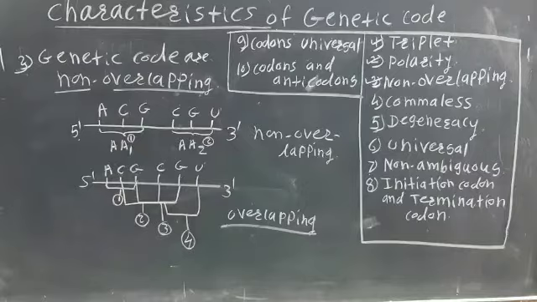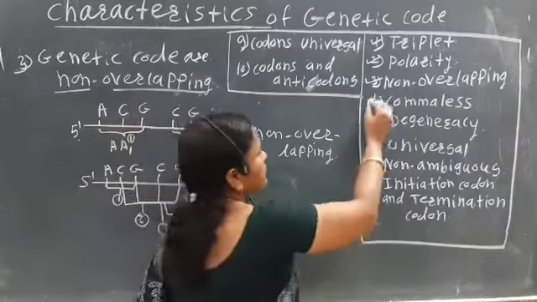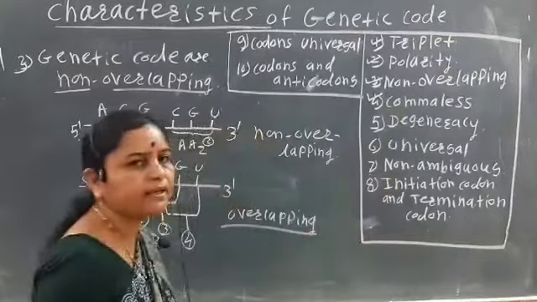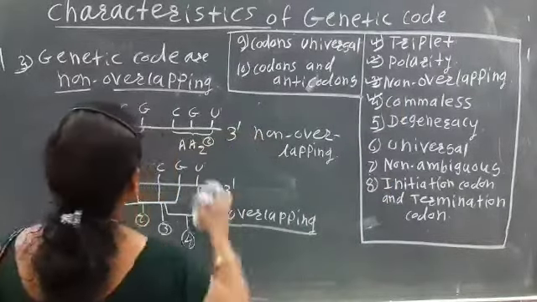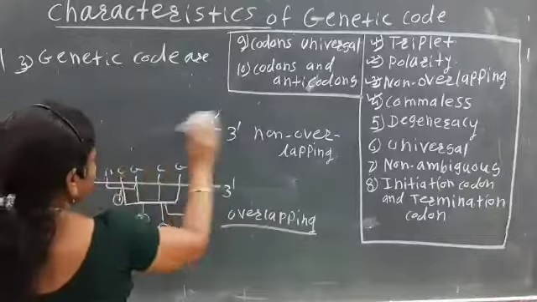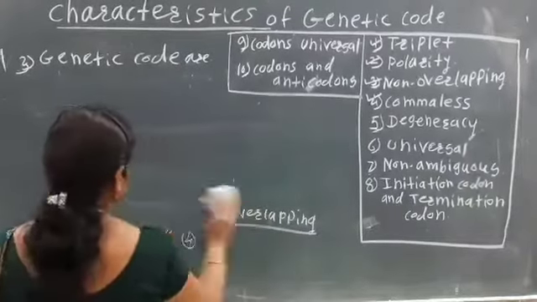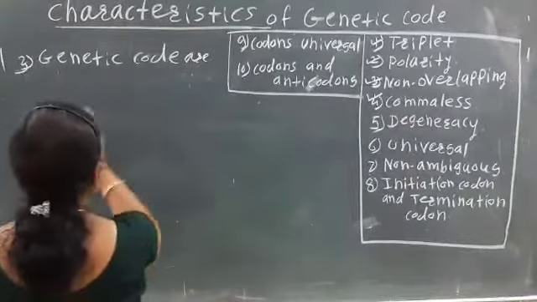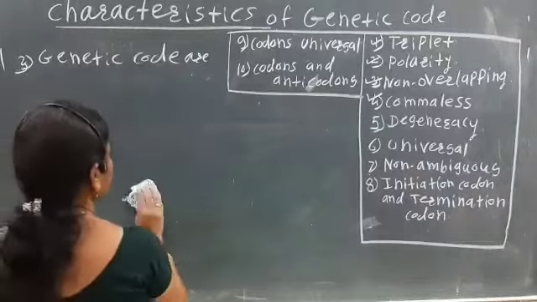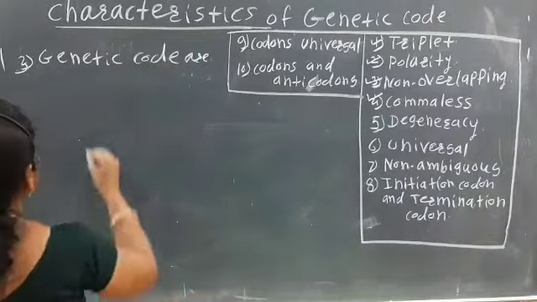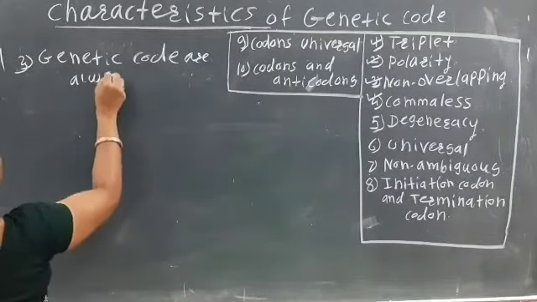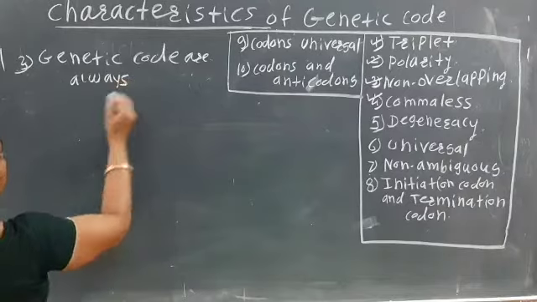Then the next characteristic is that the genetic code is always commaless. So see, student, it is the fourth characteristic, that the genetic code is always commaless.